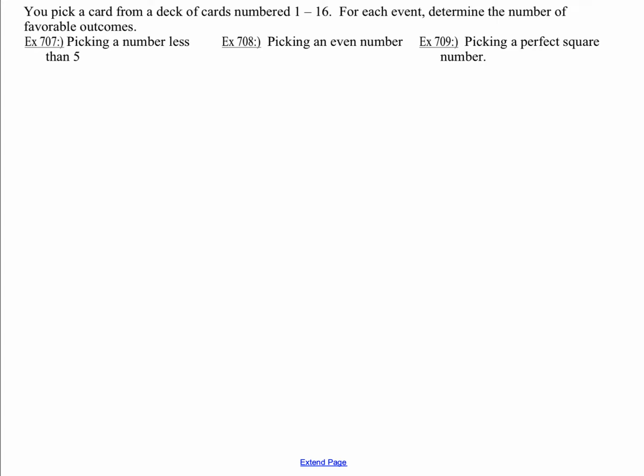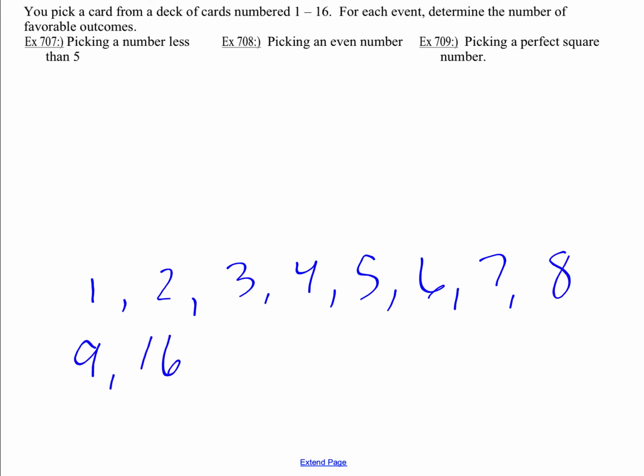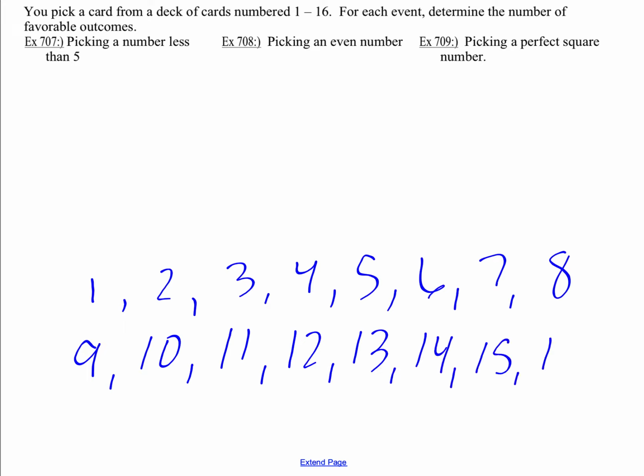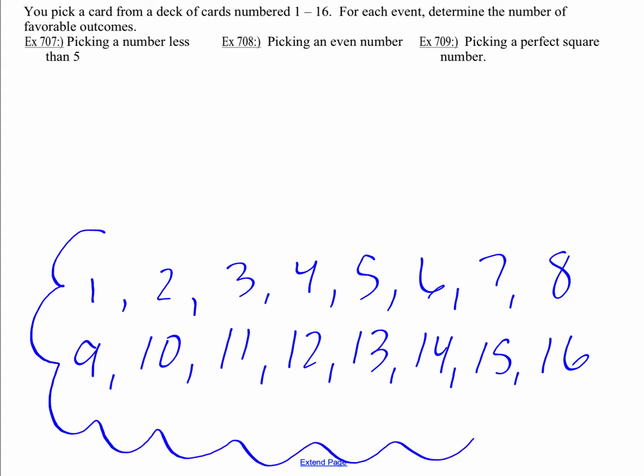Okay, further on into some examples. You pick a card from a deck of cards numbered 1 through 16. For each event, determine the number of favorable outcomes. Example 707. Picking a number less than 5. Okay, the cards are numbered 1 through 16. So just picture here having the card numbers 1 through 16. You don't necessarily need to list these. I am listing them so that I can describe the process you might go through, at least mentally in your head. So maybe this is mostly happening in your head down here.